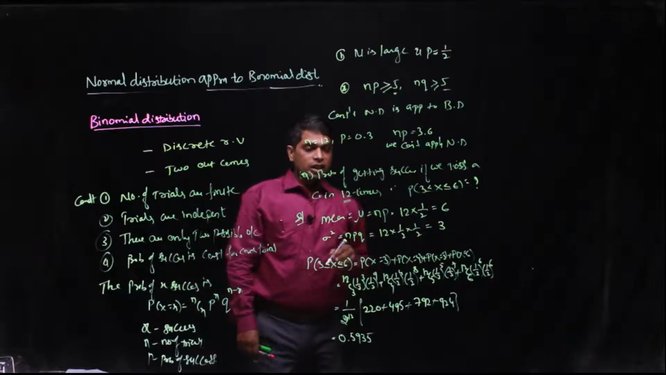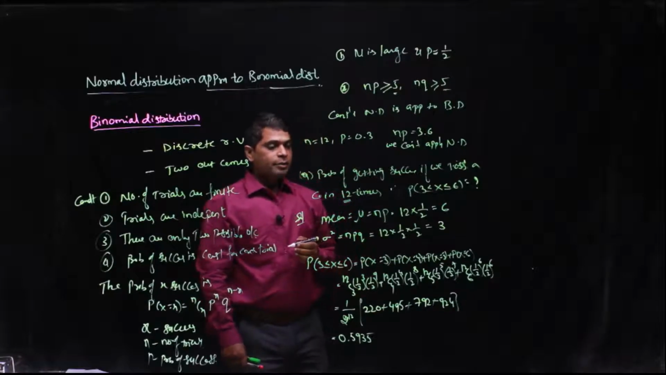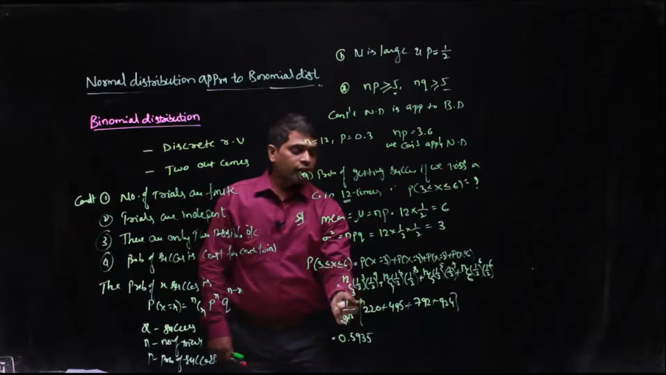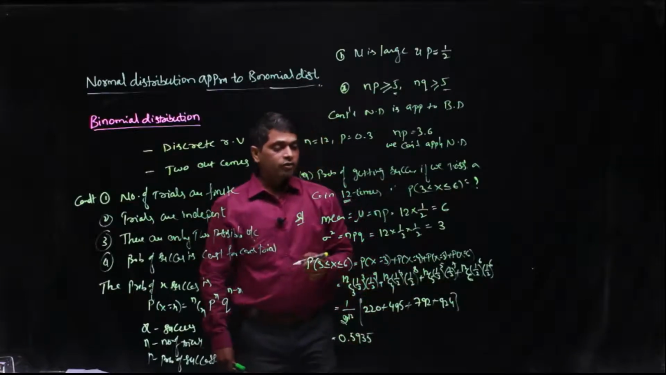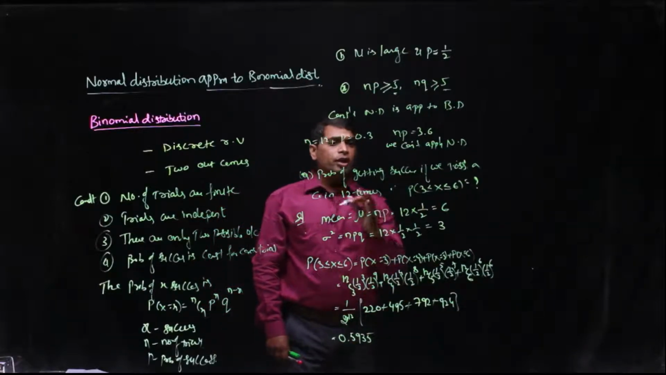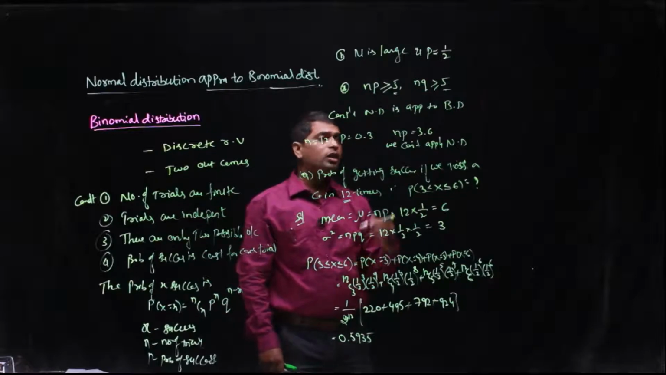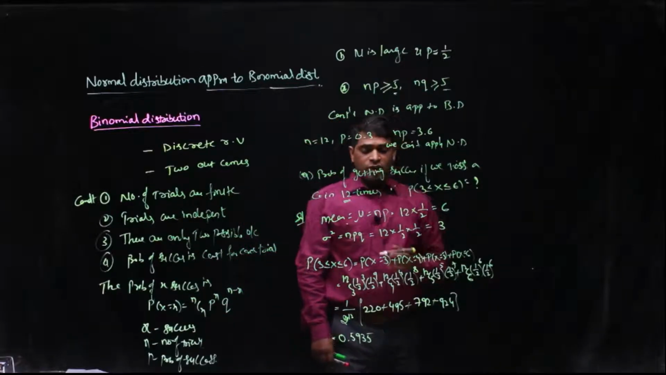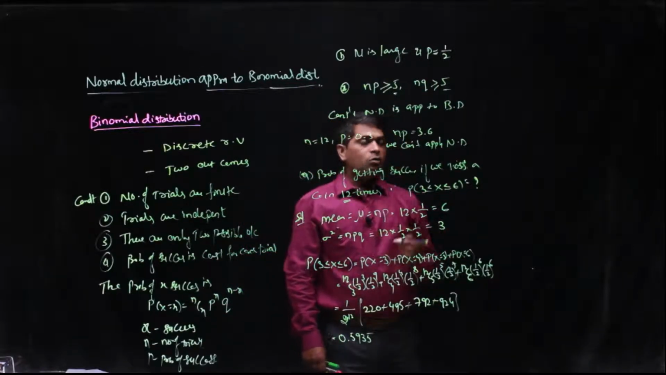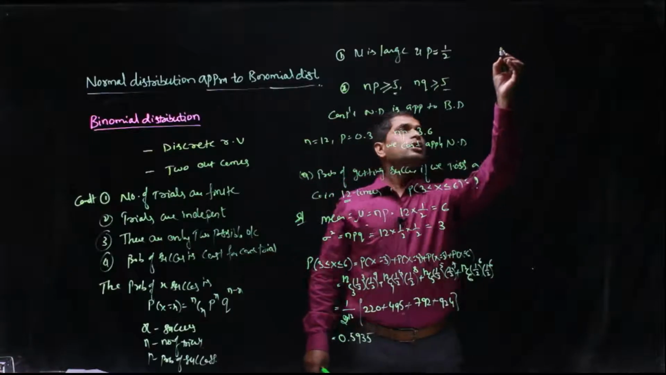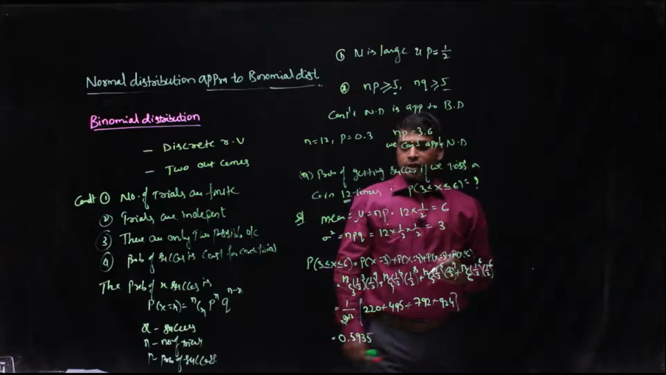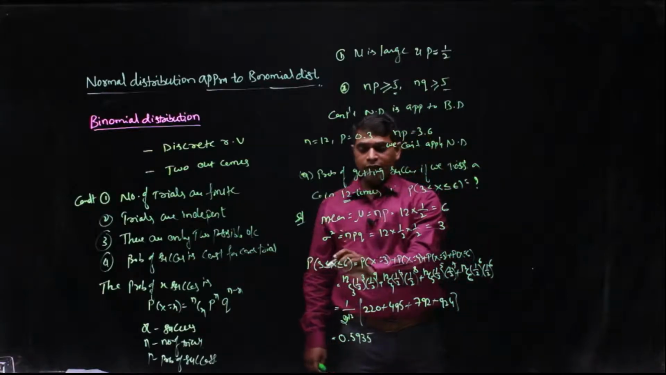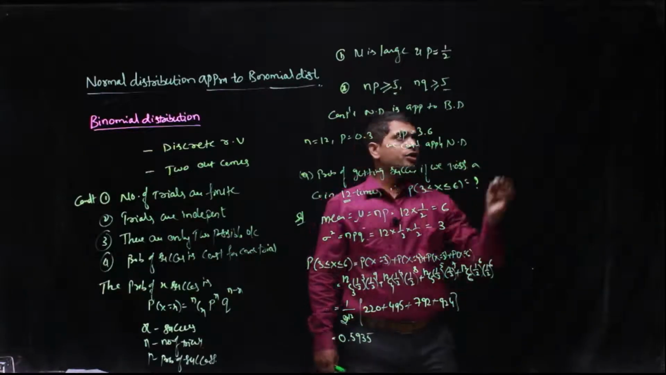Suppose you are tossing a coin maybe 30, 40, or 50 times. It is very difficult to calculate the values of 40C3, 40C4, 40C5. So at that time, we convert this binomial distribution to a normal distribution. We will discuss the same problem here: suppose the binomial variable lies between 3 and 6.